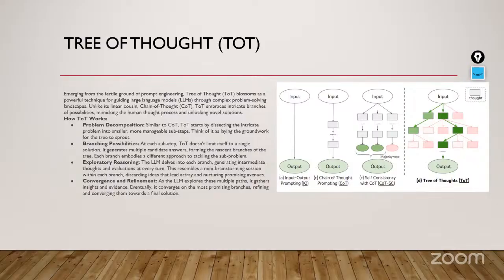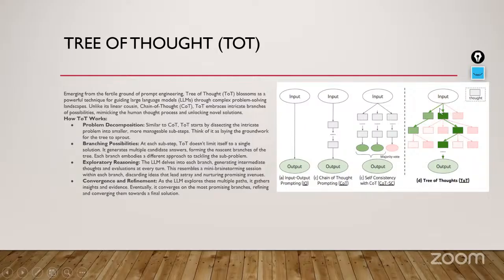So how will this tree of thought work? It will work on problem decomposition. It is similar to chain of thought, but the tree of thought will start by decomposing the intricate problems into smaller, more manageable substeps. It will start by deselecting the things which are not that important. If it is not that important, we can skip this.